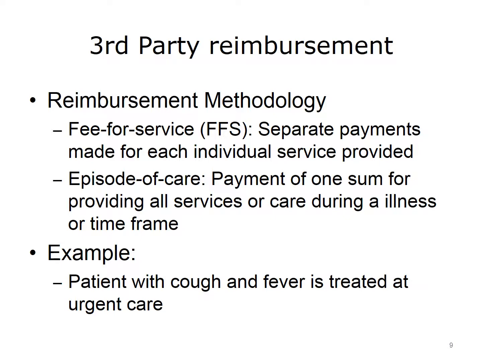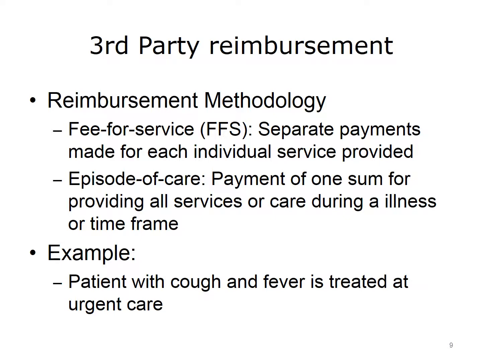For example, a patient with a cough and fever is examined and treated at an urgent care center. The center provides 3 services for this patient: the doctor's professional fees, an X-ray, and a blood test. With fee-for-service reimbursement, the provider receives payment for each of the 3 services individually. With episode of care payment, the center receives one payment for all 3 services, the same predetermined amount whether 1, 2, or all 3 of the services are performed.